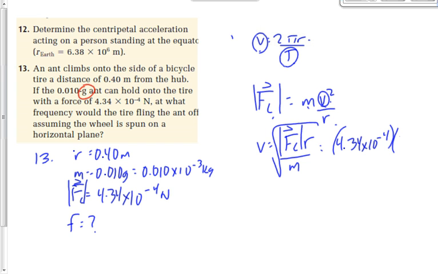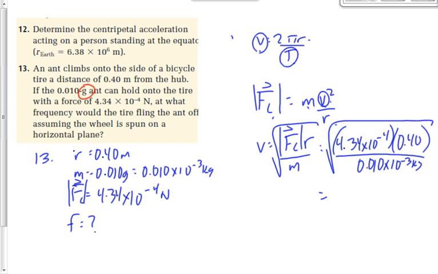Times R is 0.40 divided by the mass, which is 0.010 times 10 to the minus 3 kilograms. Square root that. Who has a value for that? 4.16 meters per second. Okay, thank you. Now that's the speed. What do you want to do with that, if anything?